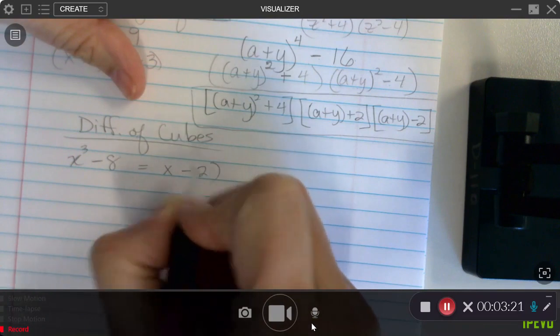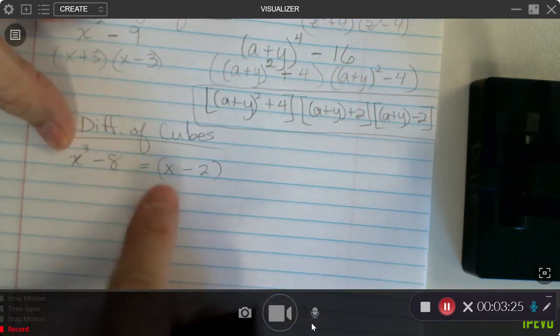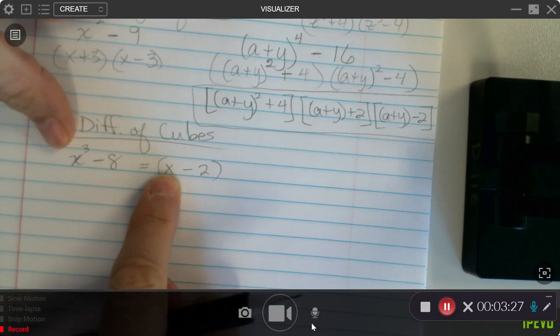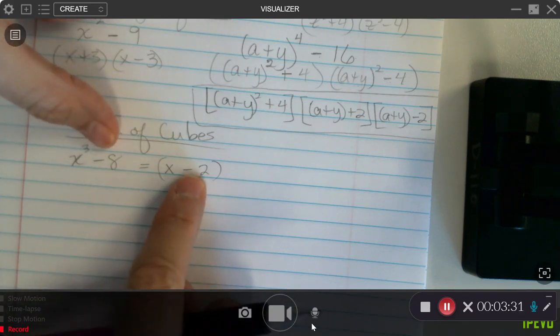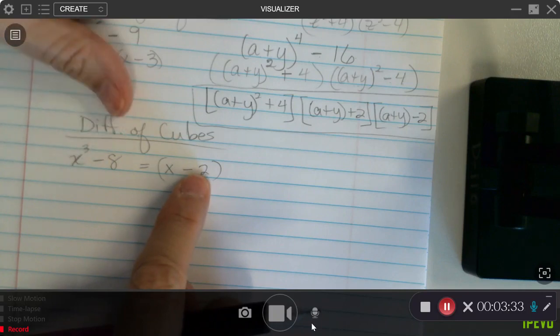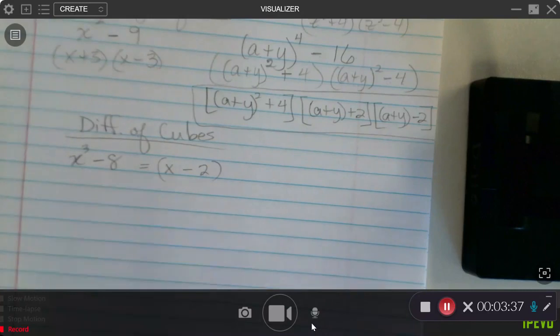You see what I did? Cubed root of x cubed is x. The cubed root of negative 8 is negative 2, right? So say that with me. You take the cubed root and you put them down.